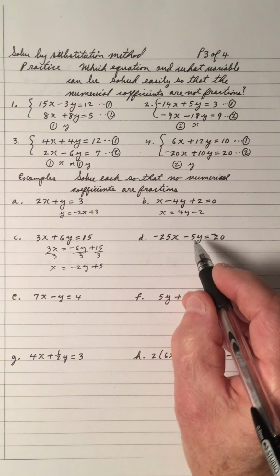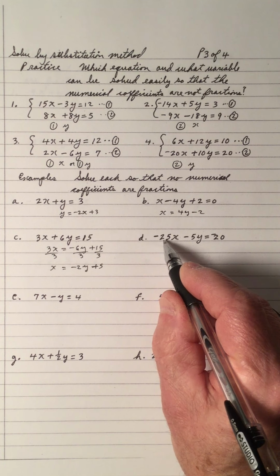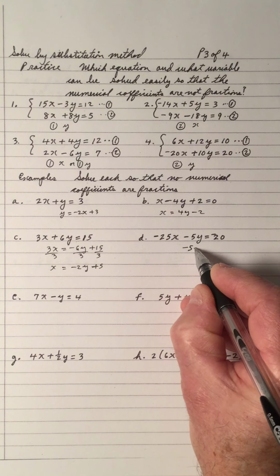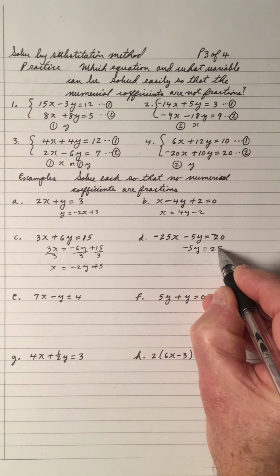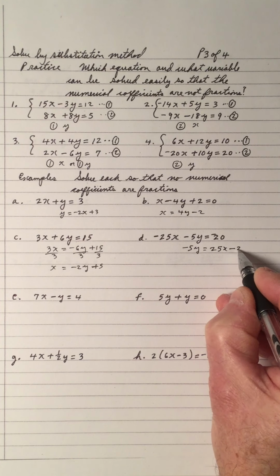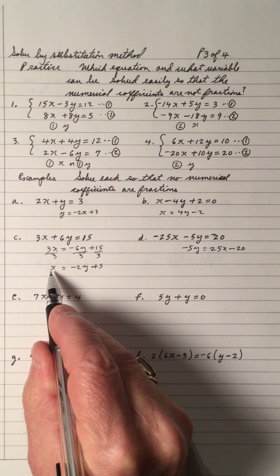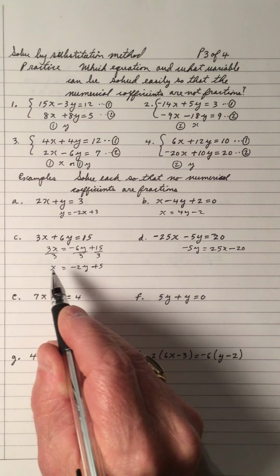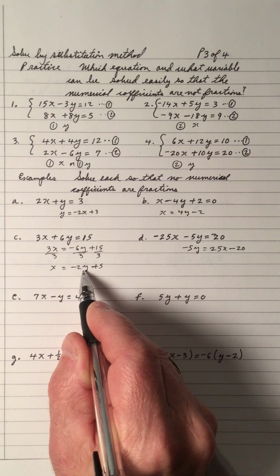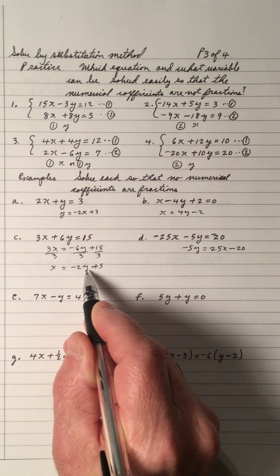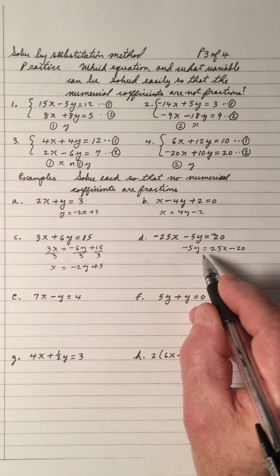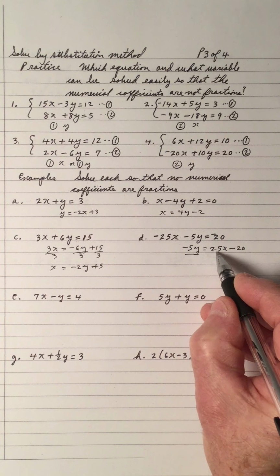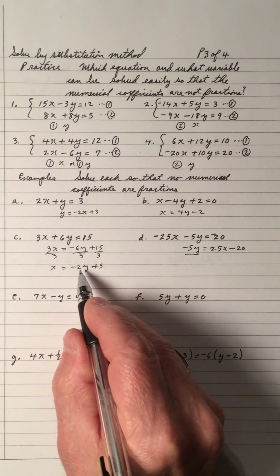And in D, smallest number is 5. So 5 goes into 25. Yes, 5 goes into 20. So I'll solve this one for y. So negative 5y equals 25x minus 20. Notice, if you're solving it for x, then y goes right here. It's like y equals mx plus b, only as x equals my plus b. So we're solving for y, which is natural. When we solve for y, we put the y first, and then the x, and then the number. But if we're solving for x, the y goes, and then the constant.